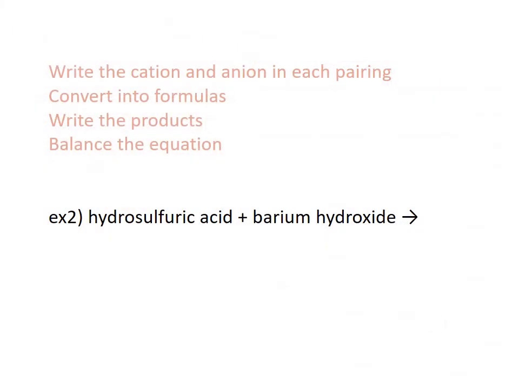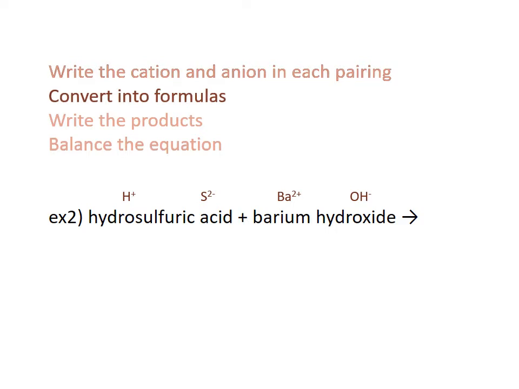Example number 2, write the cation and anion in each pairing. We got hydrosulfuric acid, so acid always starts with H plus. We got hydro and ic, so it's sulfide. Barium takes a +2 charge, and hydroxide's on our negative list, and that's OH minus.